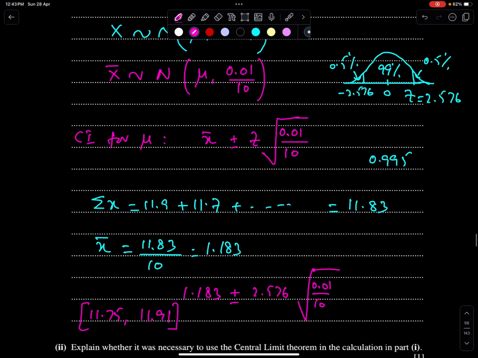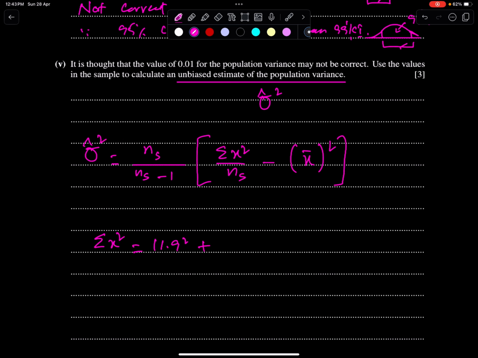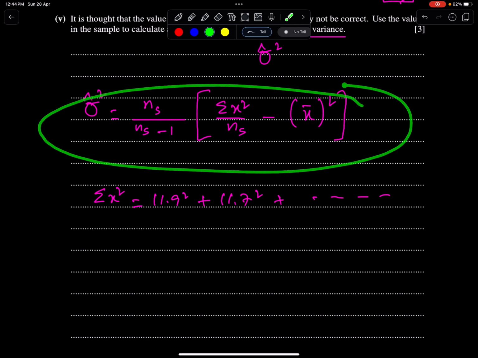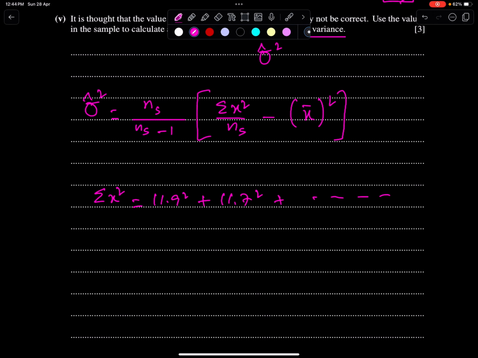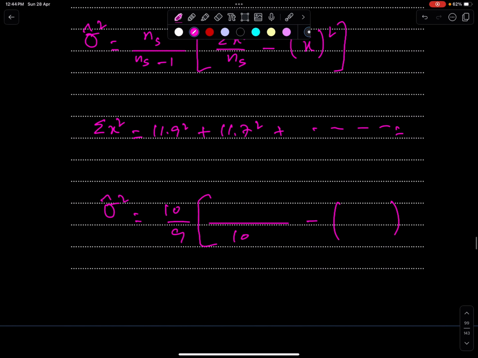You just need to get sigma x squared first, and for that you need to square these values, 11.9 squared, 11.7 squared, and so on. We have mean, we have got sigma x squared. Just substitute everything into this formula: sigma cap squared is 10 upon 9 sigma x squared minus n times mean squared. I'm leaving this; you have to calculate this. n is 10 and mean was 1.183. So you can easily calculate sigma cap squared now.